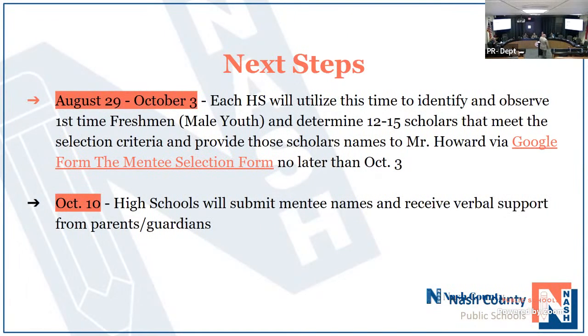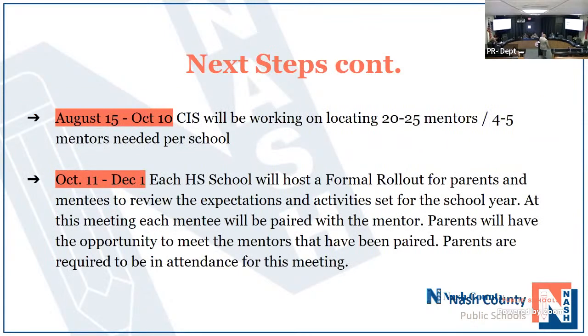So here we go. 12 to 15 scholars that meet that criteria, they need to have that selection by October 3rd. But they need to have some verbal feedback from the parents by October 10th. So from August 15th to October 10th, Communities and Schools has been working with us also to locate 20 to 25 mentors. That's about 4 to 5 mentors per school. Dr. Ellis, I'm looking to exceed that number. I know it would be nice if we didn't have to have mentors trying to stretch out 1 to 3. It'd be a beautiful thing if it could be 1-on-1. So that's what I'm looking for.